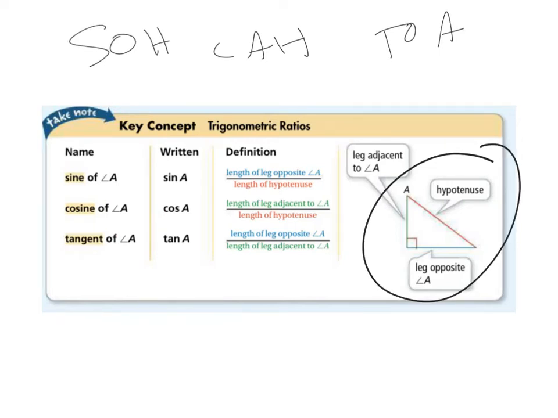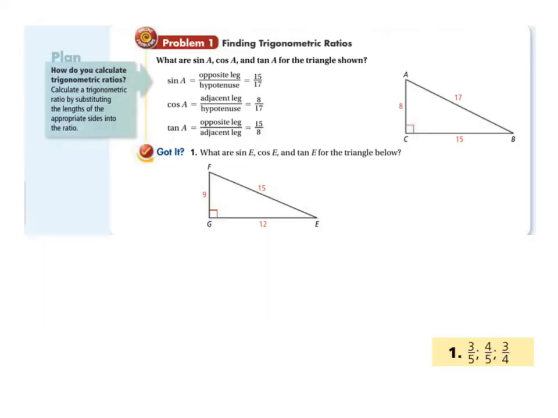If you've not watched the vocab video, do that. It's like a half an hour long, so plan ahead for that. So our lovely example. We take a look at sine of A. Here's angle A. Opposite over hypotenuse, so 15 over 17.